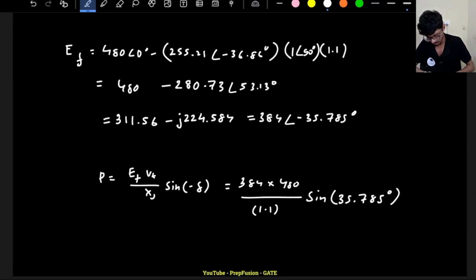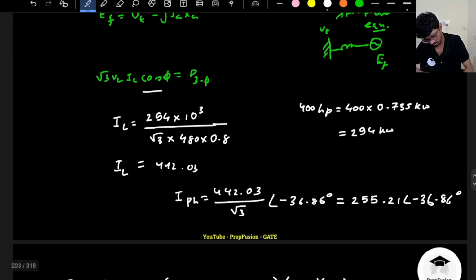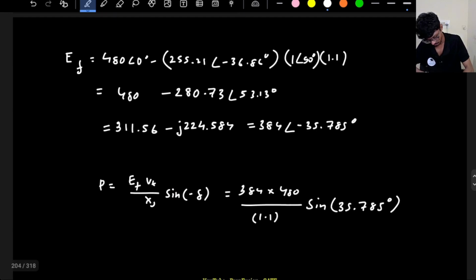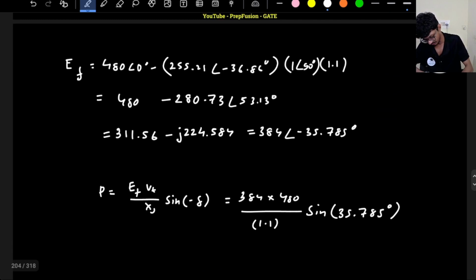Okay, it is three phase. It is three phase power only. Oh, sorry, this side, this comes out to per phase. This is per phase power, right? So 384 into 480 divided by 1.1 into sine 35.785, divided by 1000. This is per phase power, single phase. What about three phase power?